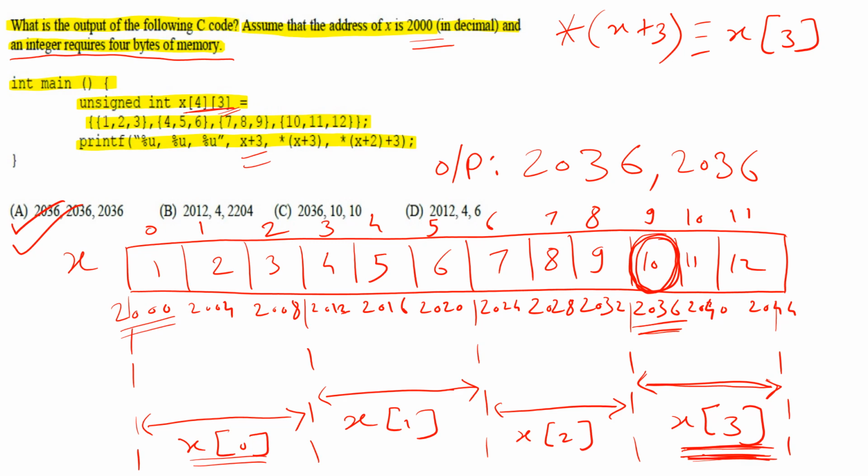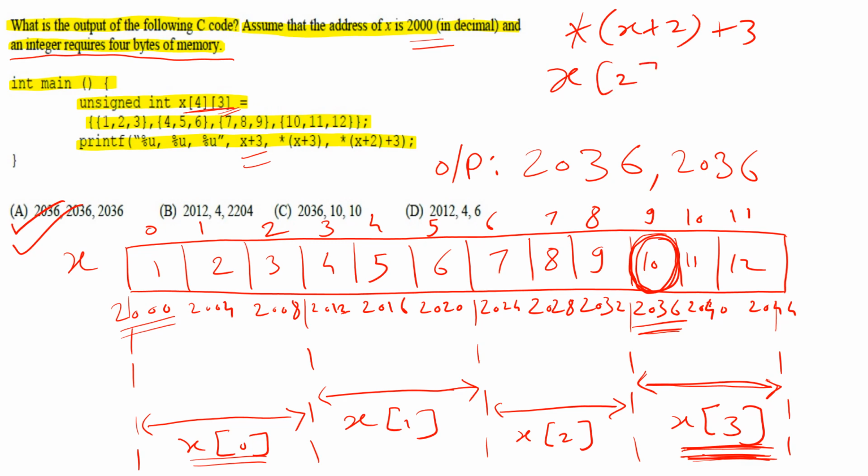But let's see the third one also. I hope you got this one. Now what we are printing is star of x plus 2, plus 3. Now we know star of x plus 2 is x of 2. So it is x of 2 plus 3.